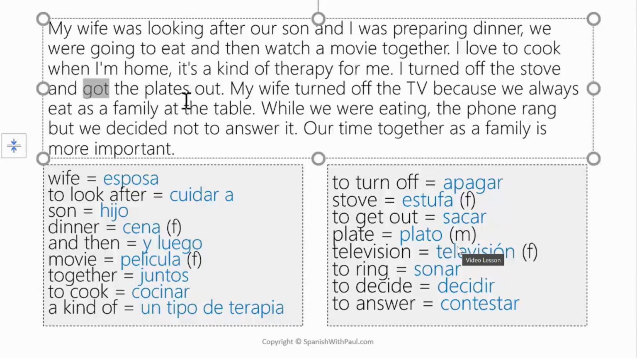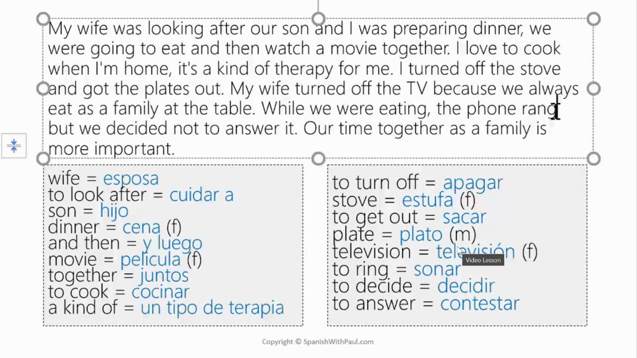And the noun for plate would be plato. That's nice and easy. Then TV is televisión. You'll also hear them shorten this to tele. By the way, they'll do that also with movie. So instead of película, you'll often hear simply peli. We have peli and tele. But let's stick with the full words for this translation.